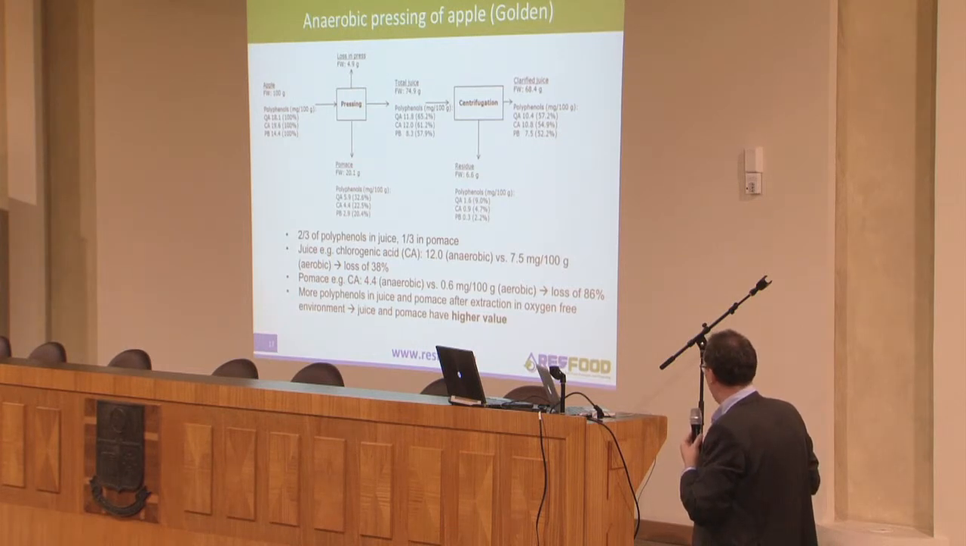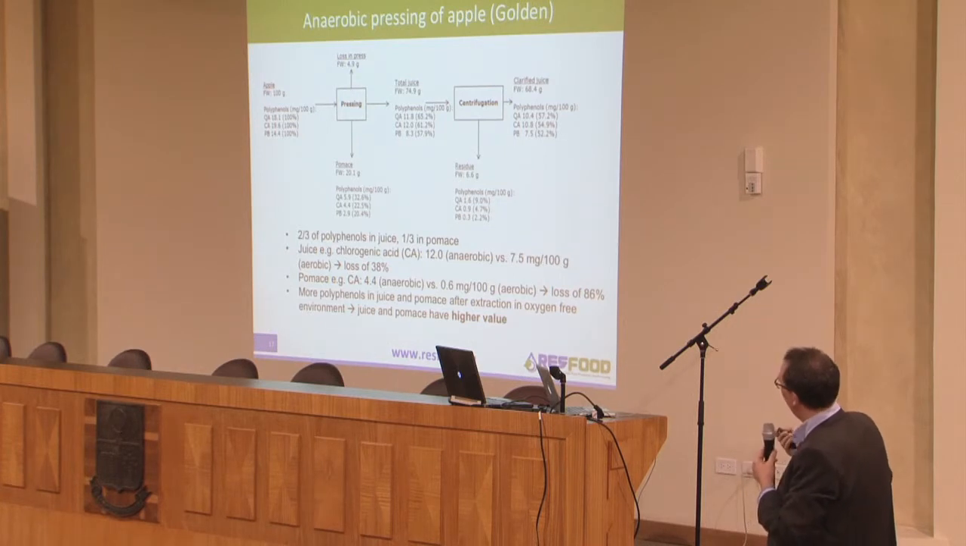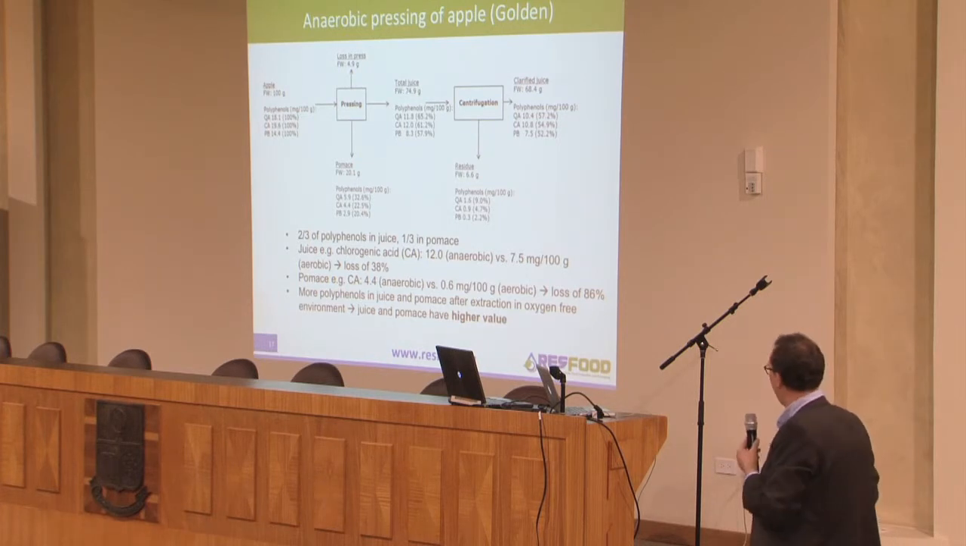Also for the pomace, we had similar results. So anaerobically, we could recover about 4 milligrams per 100 grams. Aerobically, only 0.6, so we lose about 80%. But the conclusion here is that when you extract fruits, like apple, in an oxygen-free environment, you recover more polyphenols in the juice and in the pomace, meaning actually that your juice and your pomace have a higher value.